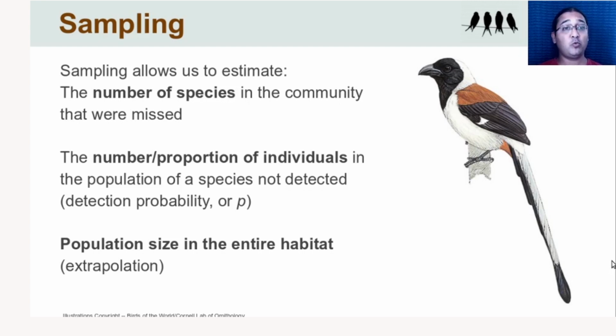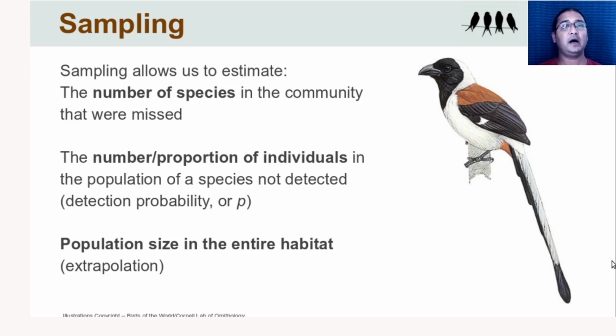We will often not know what those species are, but it allows us to estimate, using various methods, the number of species in the community that were missed. It allows us to estimate the number or proportion of individuals in the population of a single species that were not detected, which is called detection probability, or P. And it then allows us, based on the sample of the habitat that we have covered, to estimate the population size in the entire habitat, and that's called extrapolation.